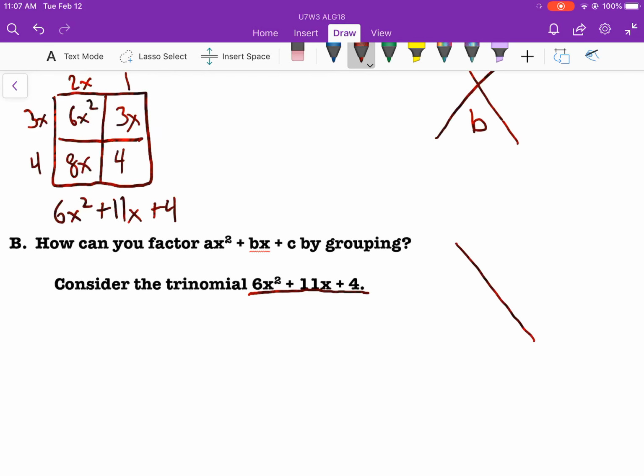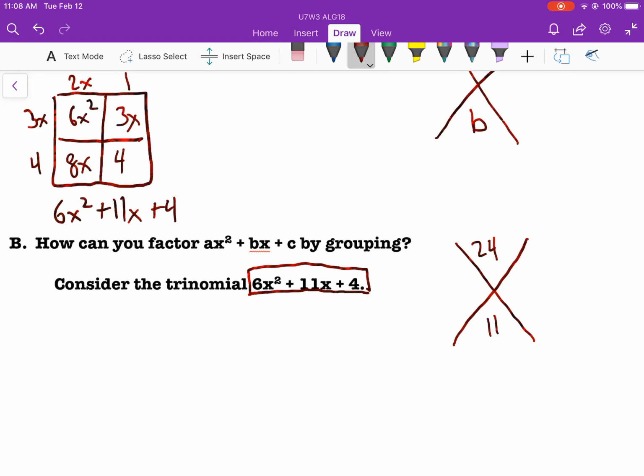We would put 6 times 4 on the top, which is 24. Two numbers that multiply to 24, add to 11. Now the reason why we didn't do what we did last time is because this expression does not have a GCF, because 11 is prime.